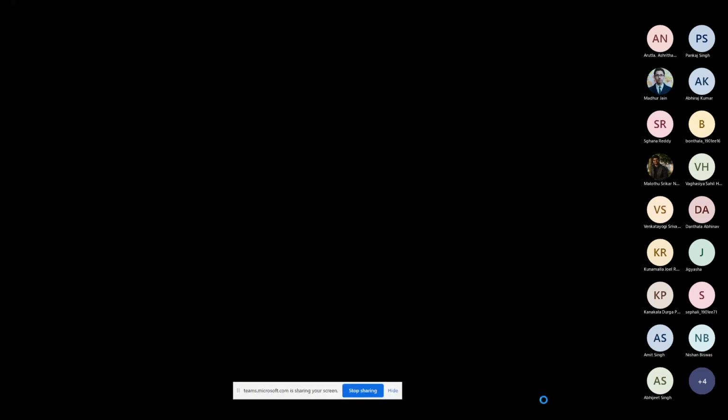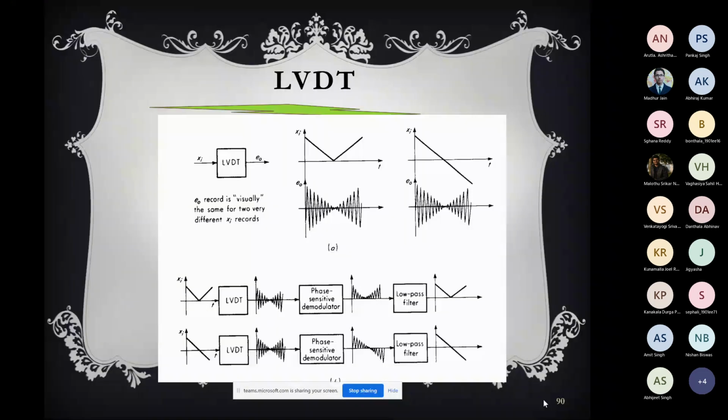Now you come to this slide. This is an interesting slide. Let's say we have an LVDT, and the input of the LVDT is the core movement, the displacement of the core. So Xi is the input of the LVDT. The output is E0, which you are recording on the AC voltmeter. That is the output.